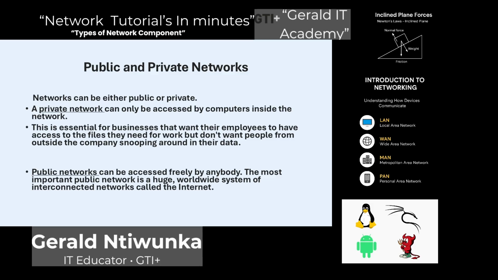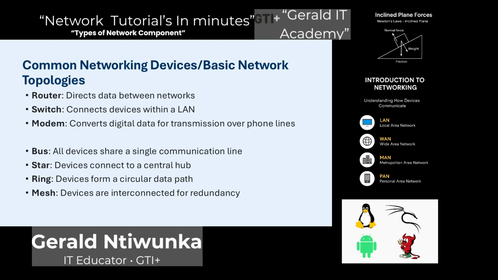On the other hand, we have the public network. It can be accessed freely by anybody. That's what makes it public. The most important public network is a huge worldwide system of interconnected networks called the internet. The internet you use across the nations, across the countries. These are called public networks because anybody can connect to and access them. That is what makes it public.